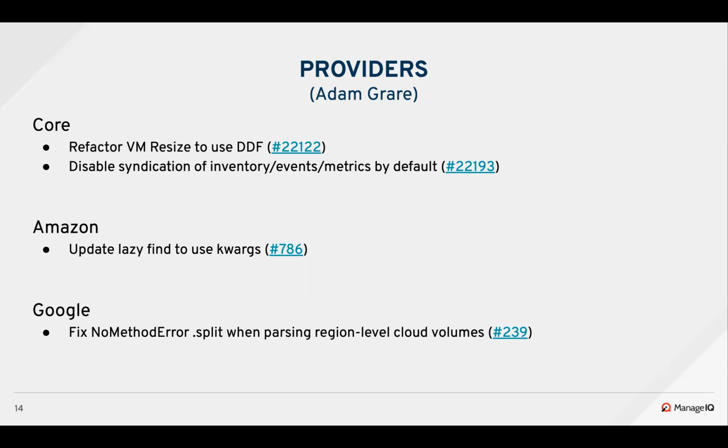For Amazon, we got rid of some deprecation warnings by going to using keyword args for lazy find, which is something that the inventory refresh gem is going to be deprecating soon. For Google, we fixed a refresh error when parsing a region level cloud volume. So we're trying to pull out the availability zone from the cloud volume. But if it's not in an AZ, it's up at the region level, it was failing because that property didn't exist. So we now handle that case. Next slide.